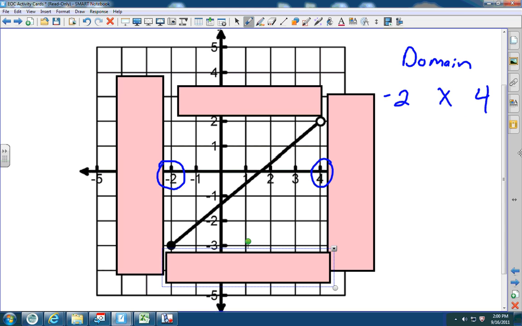Now, my arrows. I'm always going to point my arrows. I'm going to use a less than symbol. It is a closed-in circle right there, so I'm going to put equal to. That is an open circle, so I leave that alone.